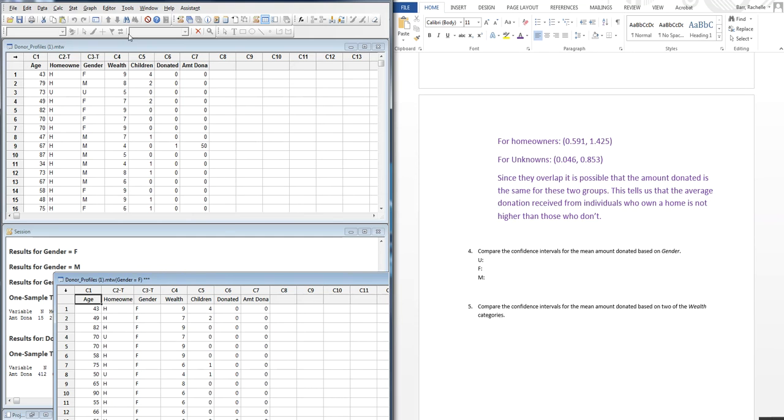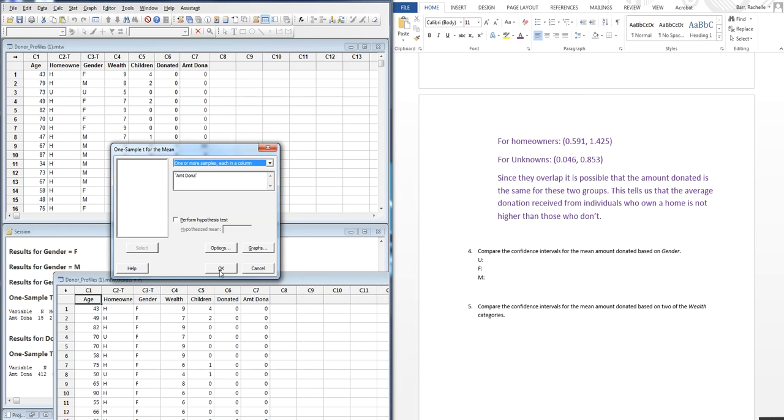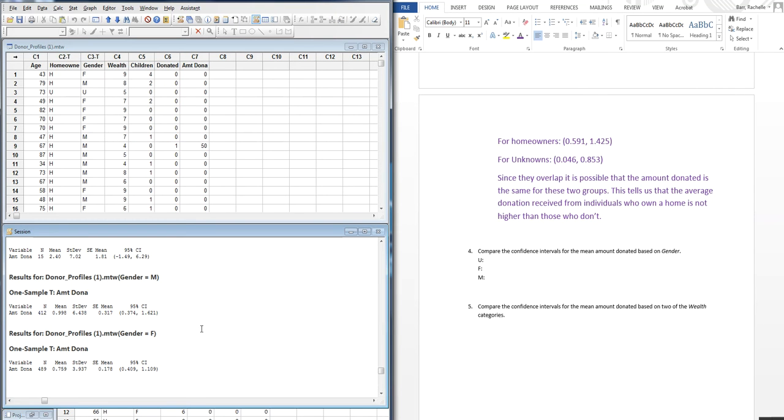Last but not leastly, let's get the ladies up here. Stat, Basic Statistics, One-Sample T. There it is. Let's hit OK, and whew, who's tired? You're tired? I'm tired. Let's get them all typed up here.